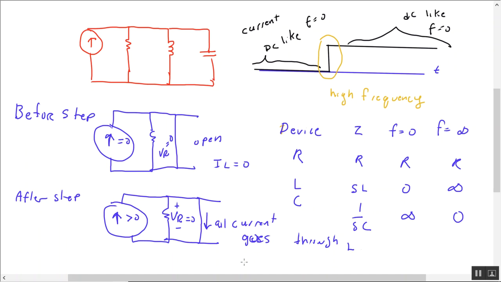Let's do a quick way of seeing how a current source driving an RLC circuit in parallel will behave to a step current, and whether the system will be over, under, or critically damped. All right, so really we can use our impedance, right?